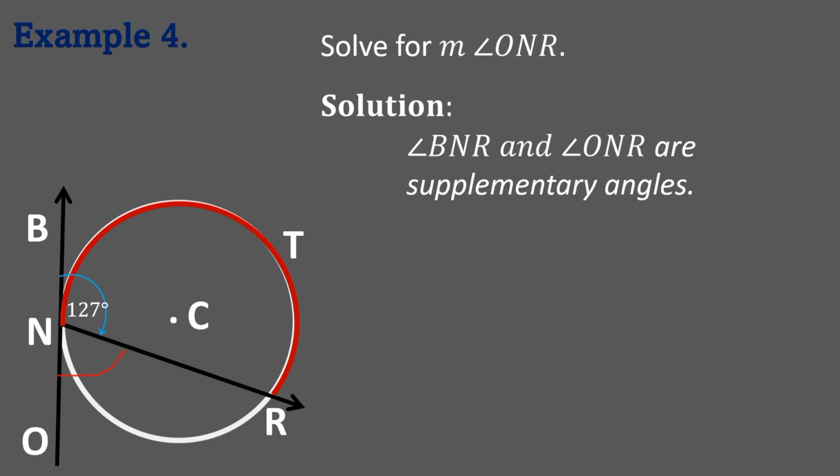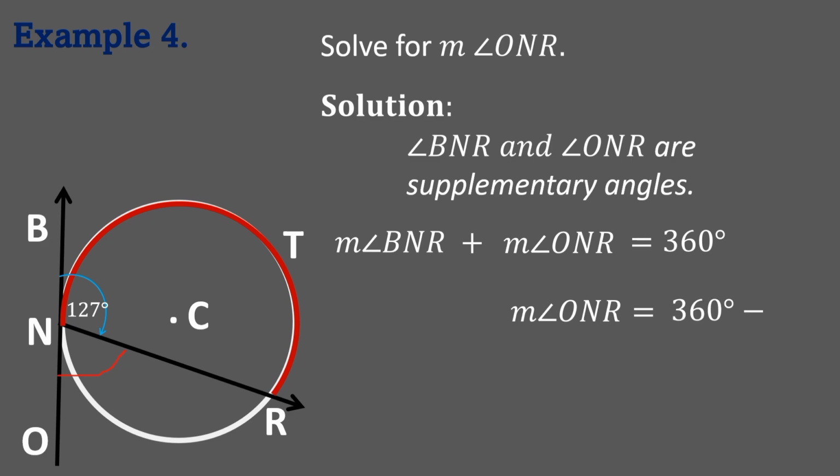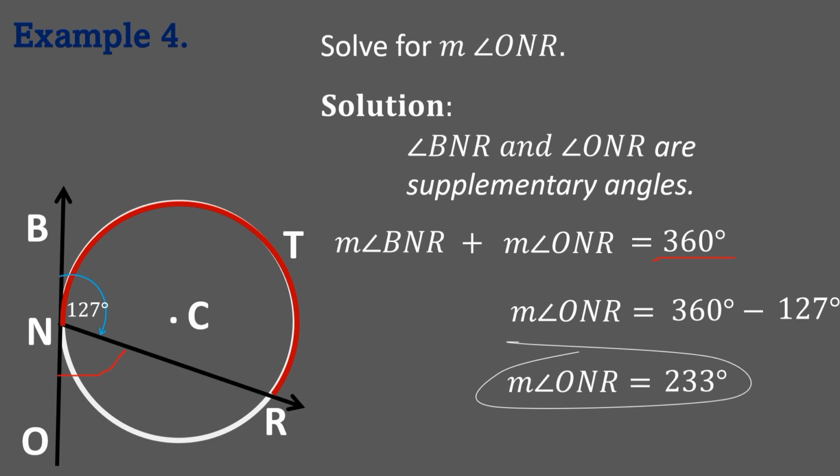Notice that angle BNR and angle ONR are adjacent angles. Therefore, their sum is equal to 360 degrees. To get the measure of angle ONR, subtract 127 degrees from 360 degrees. Therefore, the measure of angle ONR is equal to 233 degrees.